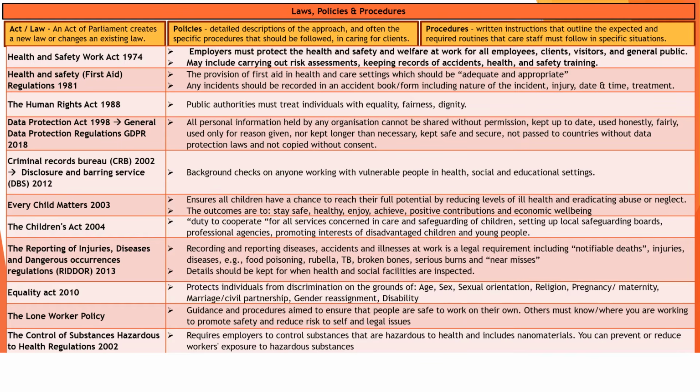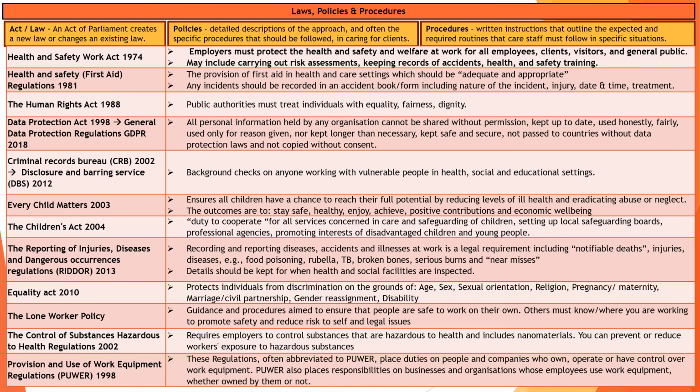COSHH, which is the Control of Substances Hazardous to Health, is about handling chemicals and biological products. And lastly, provision of equipment. So essentially employers have to provide equipment to staff to ensure they can perform their role safely.